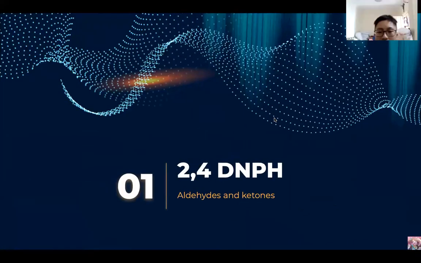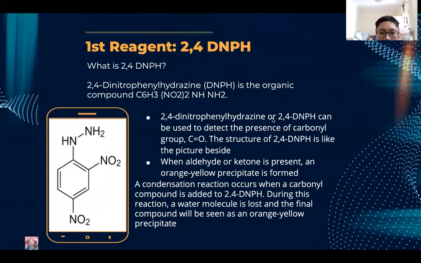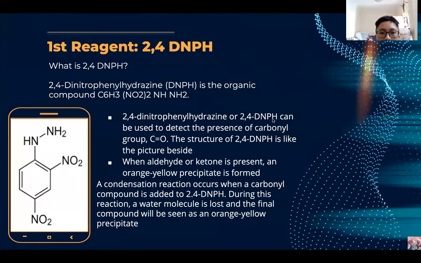The first one is 2,4-DNPH, which is used to identify aldehydes and ketones. What is 2,4-DNPH? 2,4-dinitrophenylhydrazine is the organic compound C6H3N2O4, with N and H2. 2,4-DNPH can be used to detect the presence of the carbonyl group, which is C double bond O. The structure of 2,4-DNPH is like the picture beside on the left.